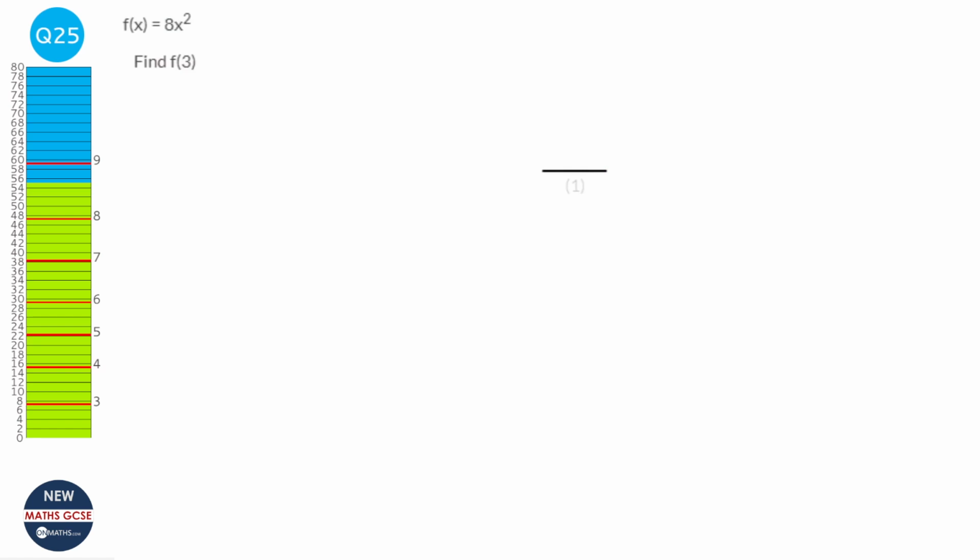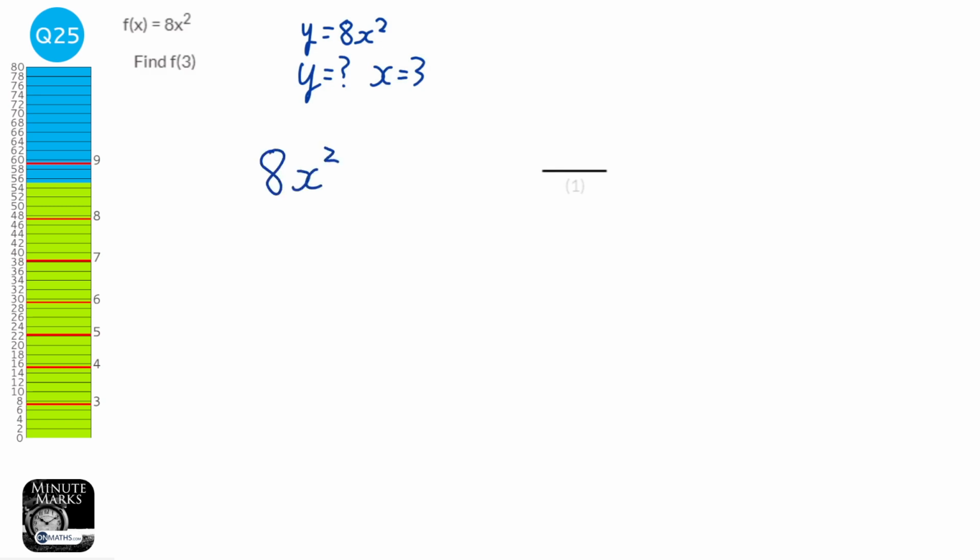This question is the same as questions you get where you've got y equals 8x squared, and you're asked to find what y is when x equals 3. The questions are exactly the same, but instead of y, we write f of x. And this is saying that the function is 8x squared, and we want to feed the 3 into the function. So it's going to be 8 times 3 squared, and 3 squared is 9, and 8 times 9 is 72. So the answer would be 72.